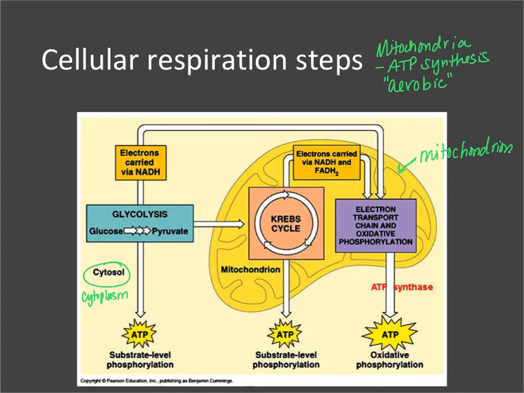So first of all, that glycolysis reaction is happening in the cytoplasm. The other reactions that we talked about, so the oxidation of pyruvate, the citric acid cycle, which I should label here, and then the oxidative phosphorylation, are all happening in the mitochondrion.